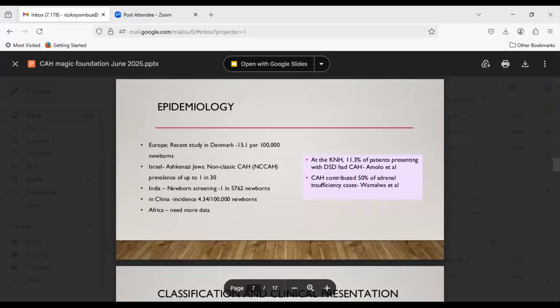So in terms of epidemiology, we don't have a lot of data from our region. At KNH, we've had 2 studies. One was looking at the cases we see in our clinic, and for those patients who came with DSD, disorders of sexual differentiation, 11% had CAH. And for the cases with adrenal insufficiency, 50% were contributed by CAH.